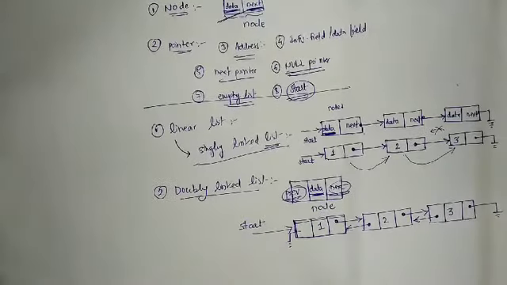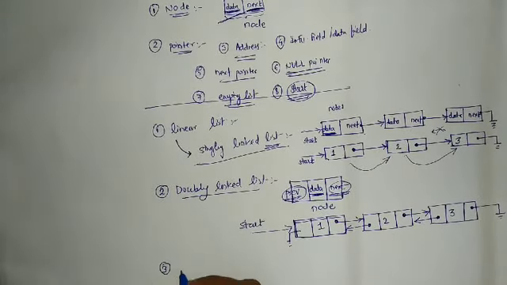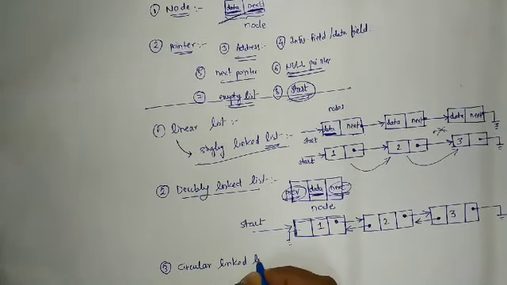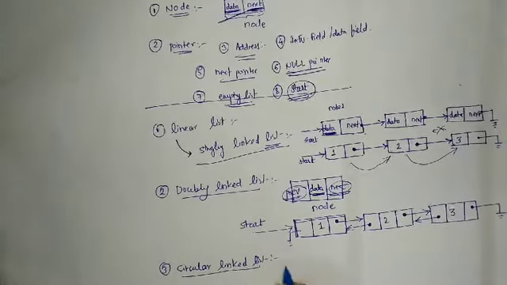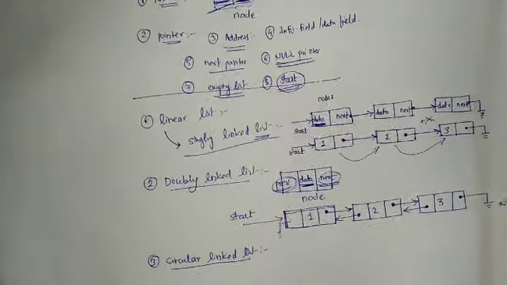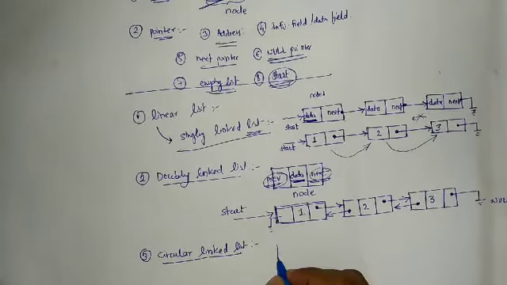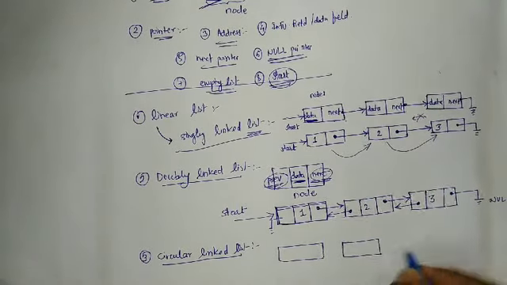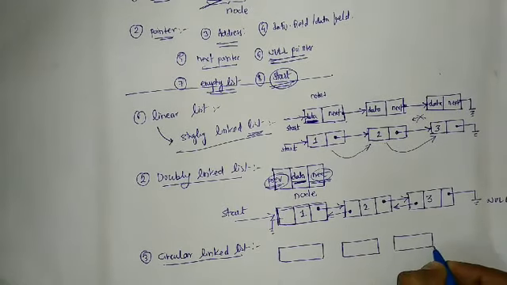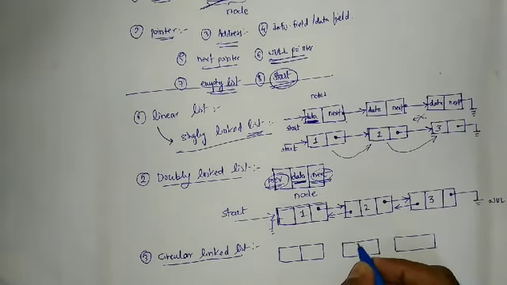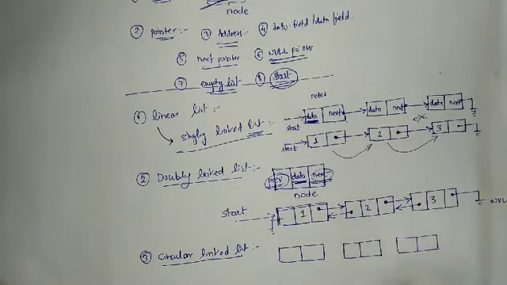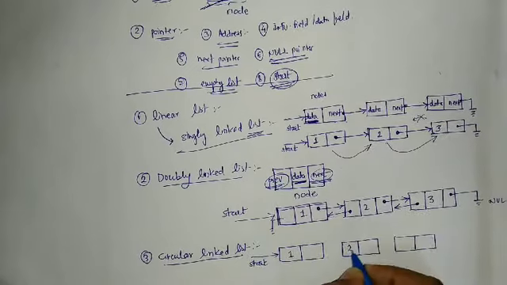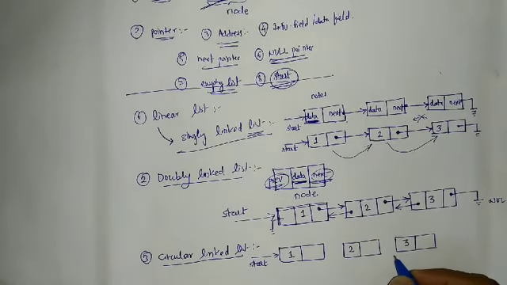The third type of linked list we have is called a circular linked list. Consider the circular linked list for the singly linked list. We have some nodes: this is the first node, this is the second node, and this is the third node. In a singly linked list, each node is divided into 2 parts. The first one we call start. In the data field, it stores the actual information.